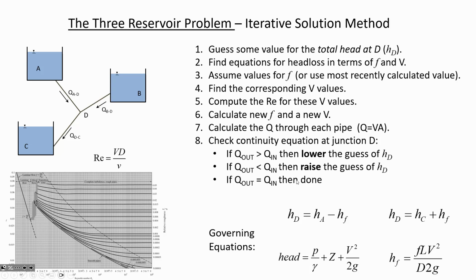So any questions about the fundamentals or the method that we're applying, or how things are different now that we're using Darcy-Weisbach instead of Hazen-Williams?